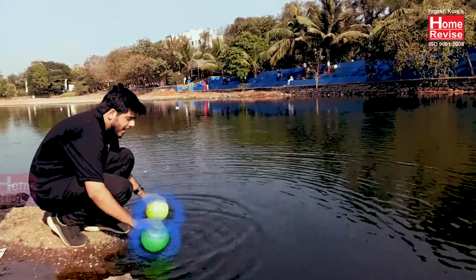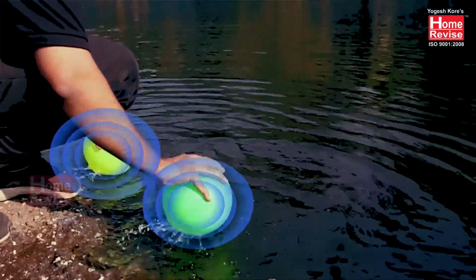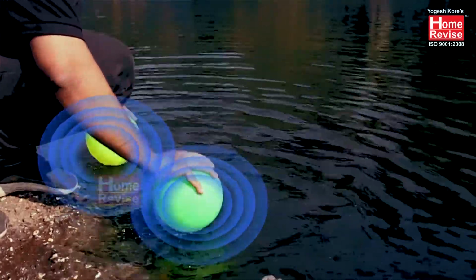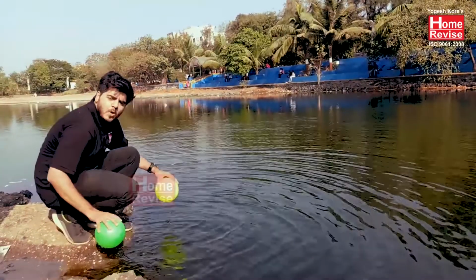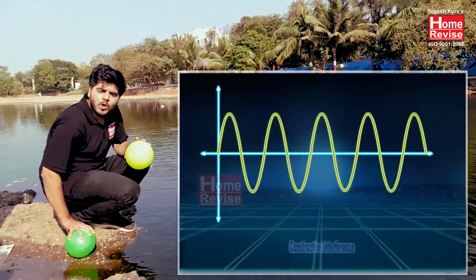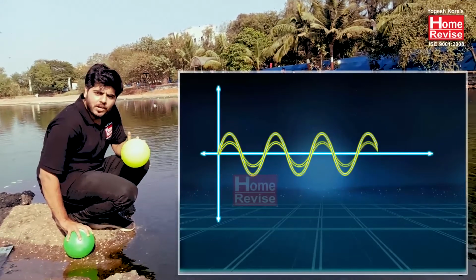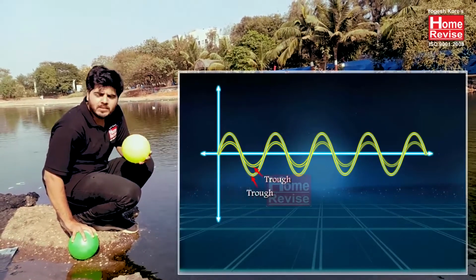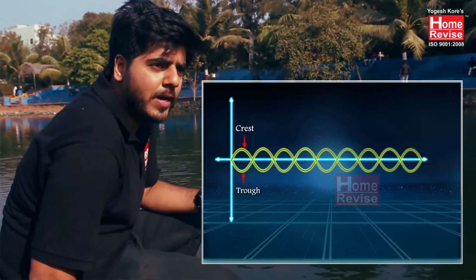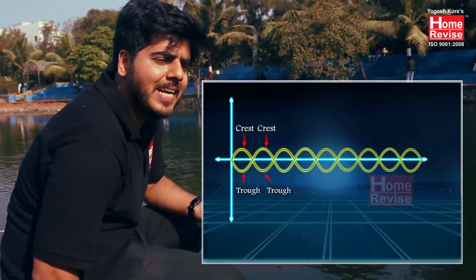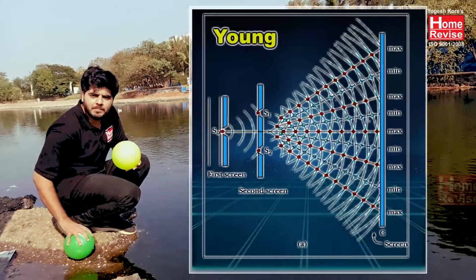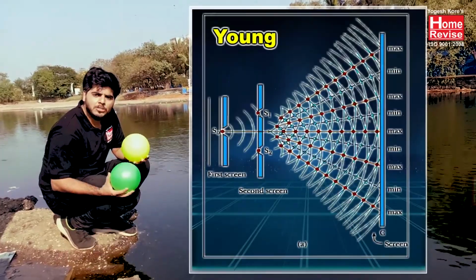You can see at some points the waves are of minimum amplitude, and at some points they are of maximum amplitude. Whenever a crest meets a crest, it results in constructive interference, and when a trough meets a trough, it again results in constructive interference. When a crest meets a trough or a trough meets a crest, it results in destructive interference. The same thing is explained by Young's double slit experiment. So just have a look.